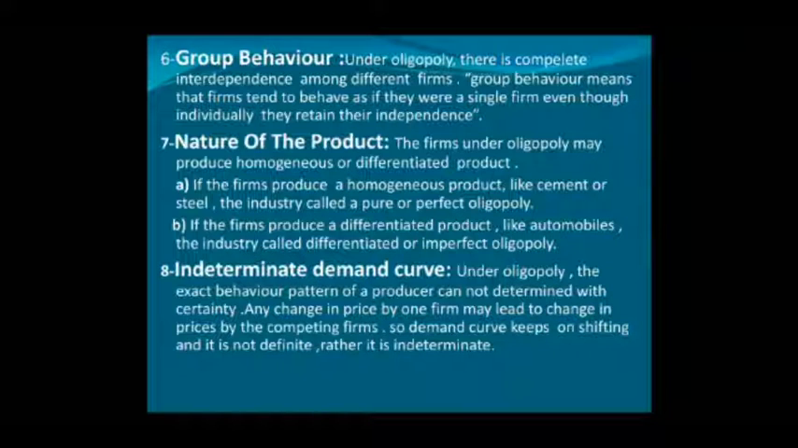Indeterminate demand curve. Under oligopoly, the exact behavior pattern of producers cannot be determined with certainty. So demand curve faced by an oligopolist is indeterminate or uncertain. As the firms are interdependent, a firm cannot ignore the reaction of the rival firms. Any change in price by one firm may lead to the change in price by the competing firms. So demand curve keeps on shifting, and it is not definite, rather it is indeterminate.